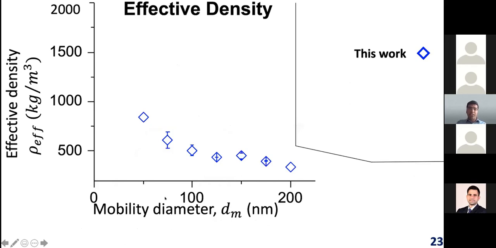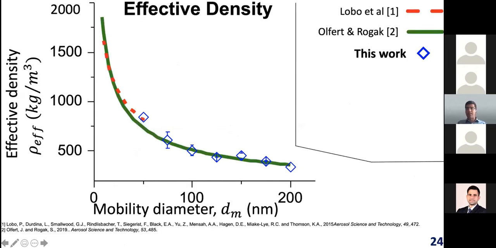We measured the effective density of these particles, and as you can expect, with increasing mobility diameter, the effective density of the particles decreases as they become more fluffy. And that trend agrees very well with the power laws suggested by Lobo and co-workers and Olfert and Rogak for soot particles.